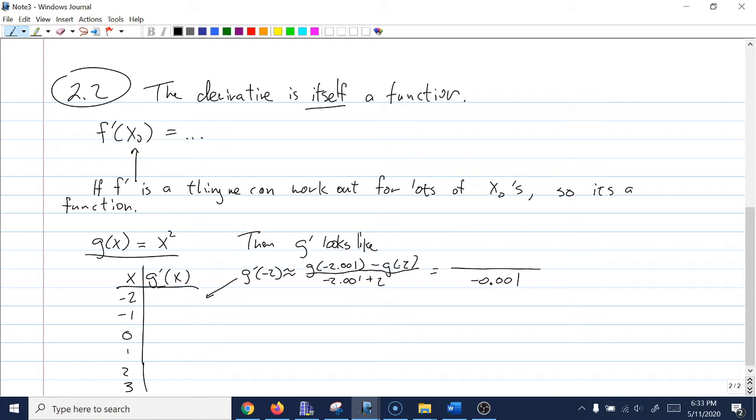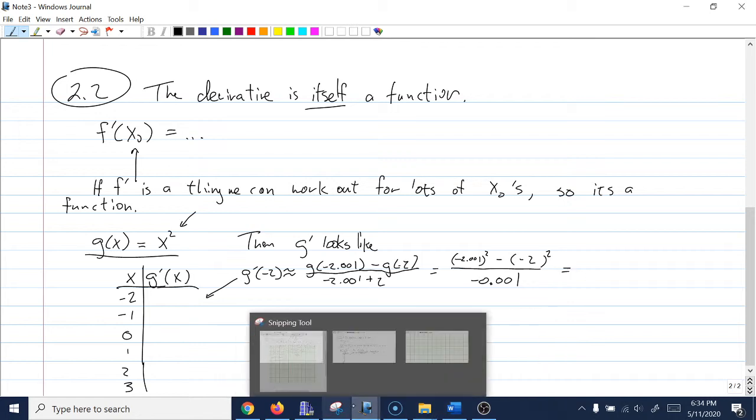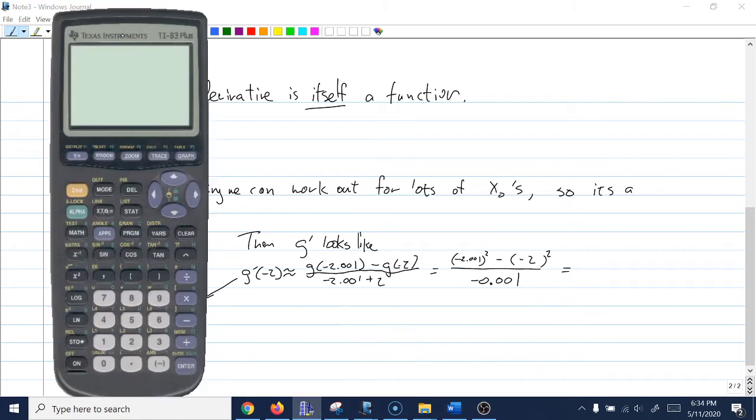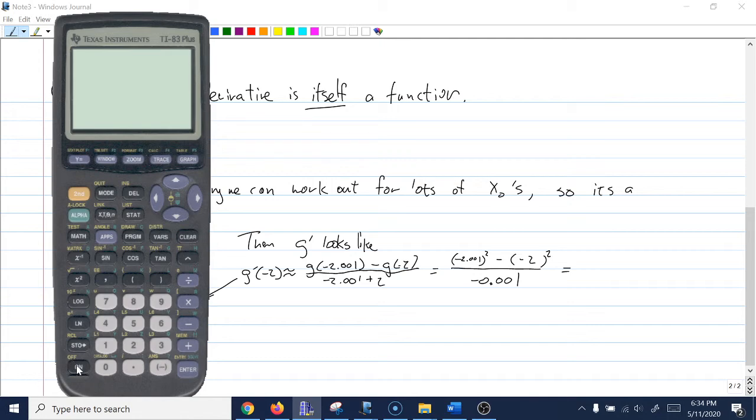What am I going to plug into my calculator? I want g of this number minus g of that number. How do I find g of a number? Well, here's my formula for g. So that means this number squared minus this number squared. This is that weird plugging both directions thing. I need to ask my calculator, hey calculator, what is -2.001. I forgot the parentheses.